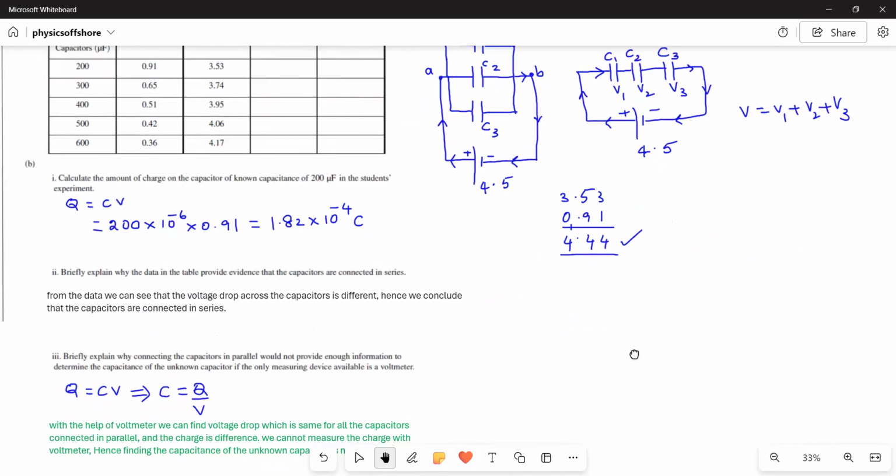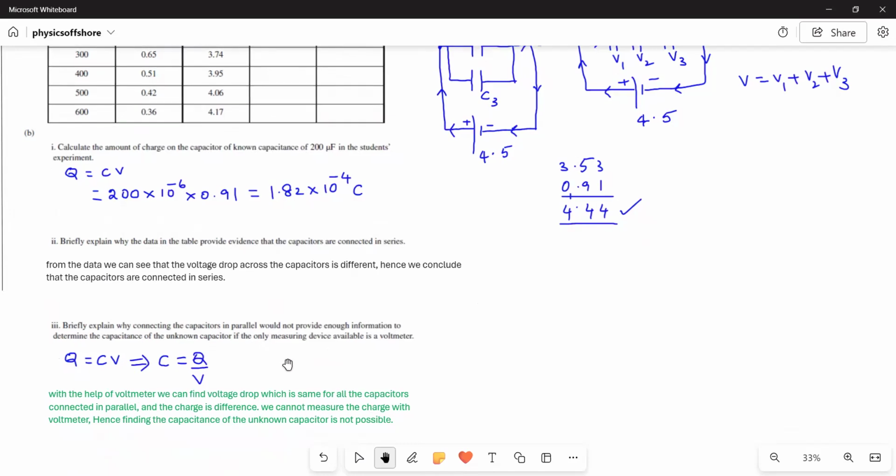Now, the next question is, he is saying that the only measuring device available is a voltmeter. Then we have to explain why connecting the capacitors in parallel would not provide enough information to determine the capacitance of the unknown capacitor. We know Q is equal to CV, or capacitance is equal to charge by voltage. Am I right? Here the only measuring device available is a voltmeter. So using the voltmeter, we can measure the voltage. If they are connected in parallel, we can measure the voltage, so the same voltage is applicable for all the capacitors.